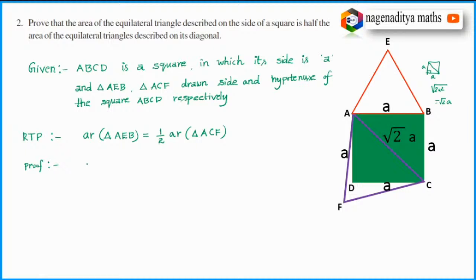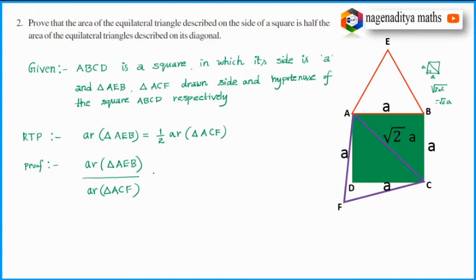I am going to take the area of triangle AEB by the area of triangle ACF. I take the ratio of the two triangles.